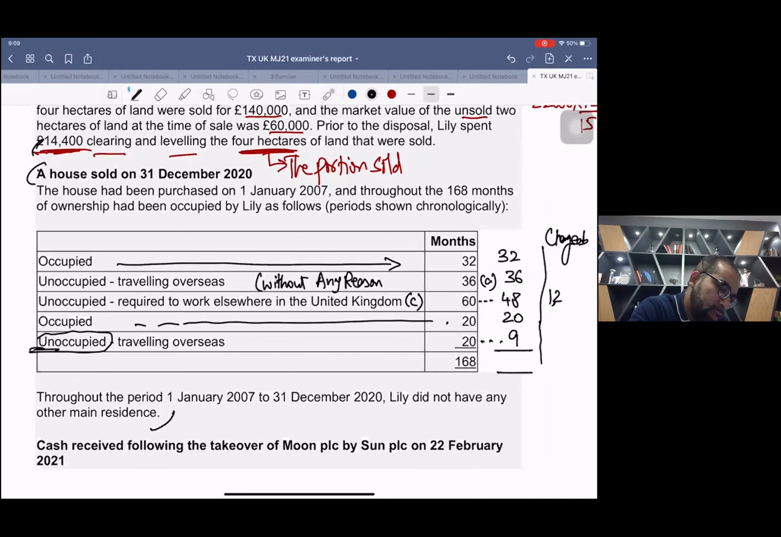So can anybody tell me the exempt months? Can anybody add all these months? How much? 145. Yes, 145 is your answer. These are your relief or exempt months.